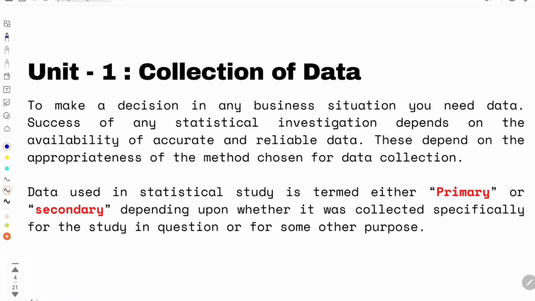The first unit was about collection of data. That is, we need data for any kind of business decision to be arrived at, right? So for that, how we can collect data and what the different types of data are, all those things were discussed in this unit. Mainly we saw that data could either be primary data or secondary data, depending upon whether we had collected it specifically for our study in question, or it was collected for some other purpose but we are using it for ourselves as well.